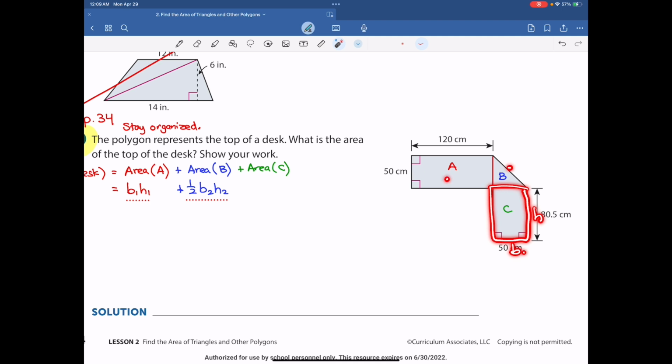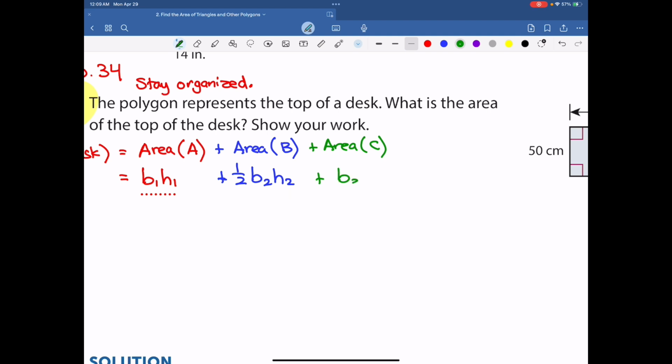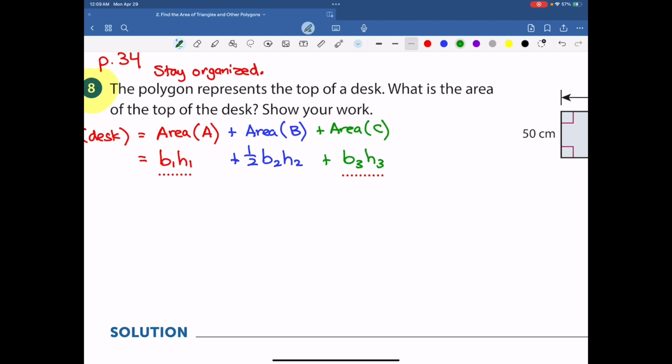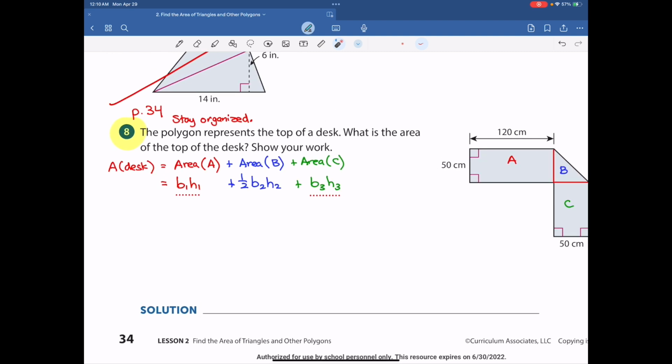So we'll call this base 3 and height 3. So the area of that rectangle is base 3 times height 3. So to simplify, the area of a rectangle is base times height. The area of a triangle is 1/2 base times height. And the area of that other rectangle is base times height. But I'm specifying which base and height we're using. This is base 1, height 1, base 2, height 2, base 3, height 3, so that we don't mix them up.